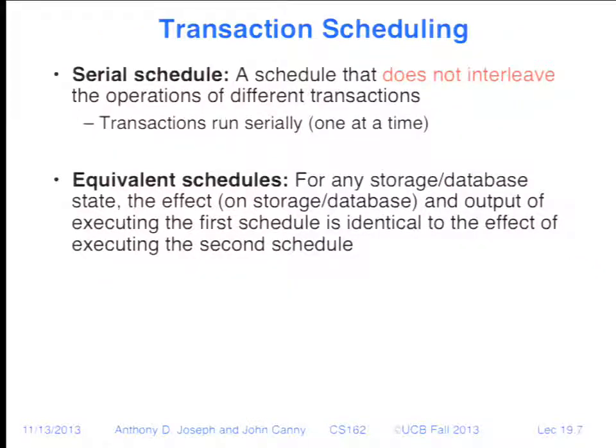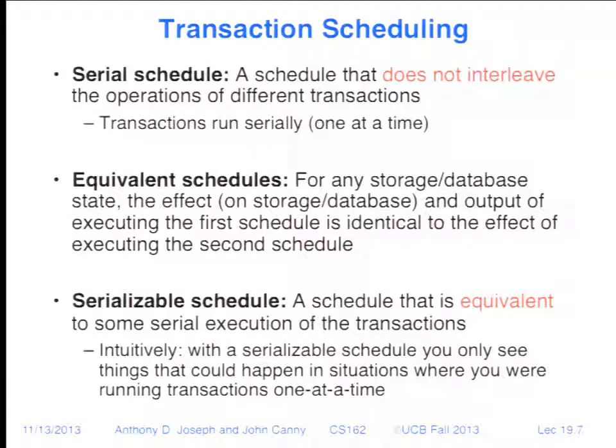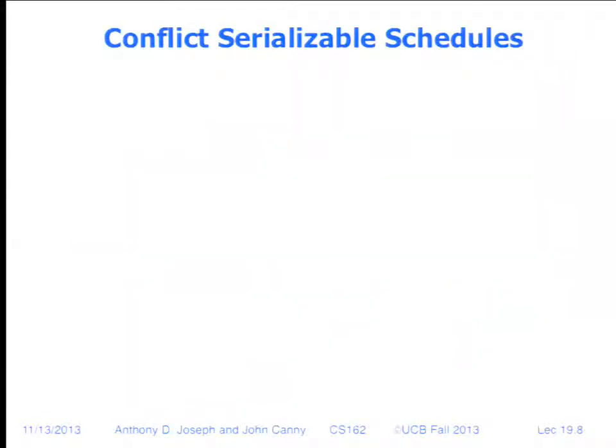Equivalent schedules are different orderings of reads and writes that produce the same outcome as some other ordering. And in particular, we're usually interested in serializable schedules, which produce the same output as a serial schedule. So the equivalence here means that whatever the state of the database before all the operations happened, it's going to be the same state afterwards with the two different styles of schedule. So, okay, that should be fairly intuitive from last time.